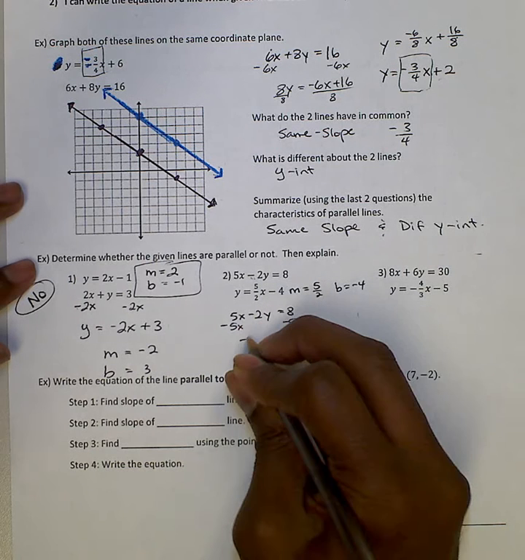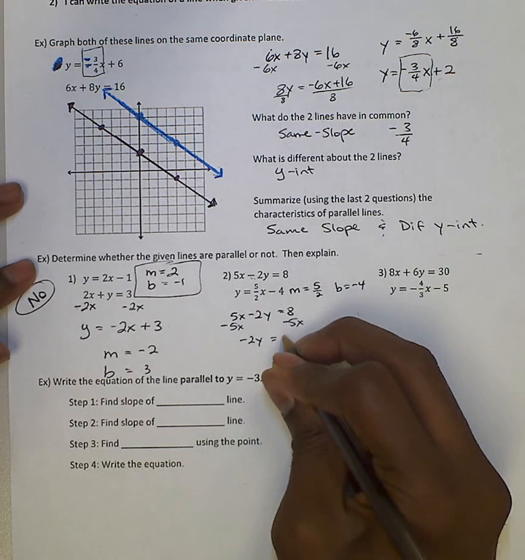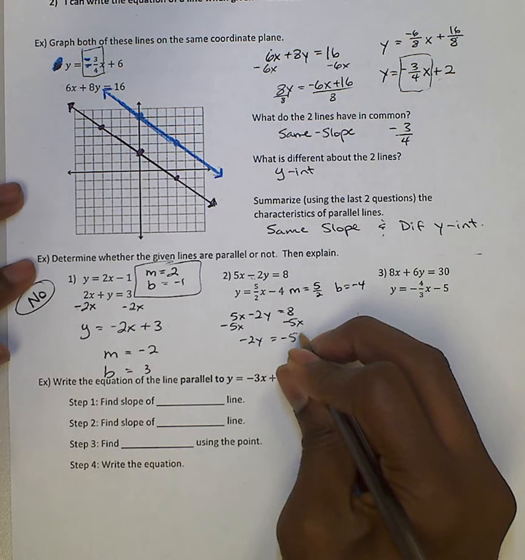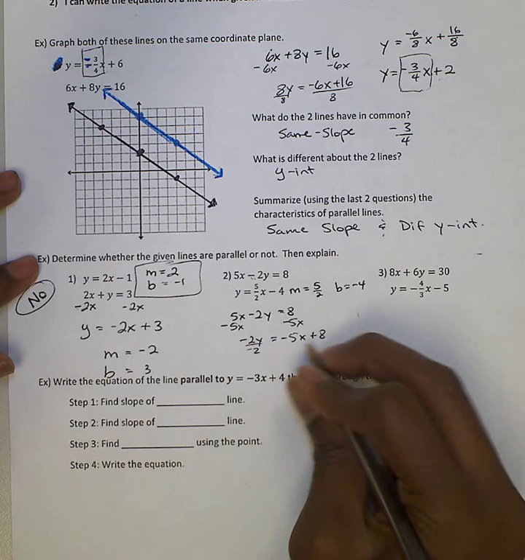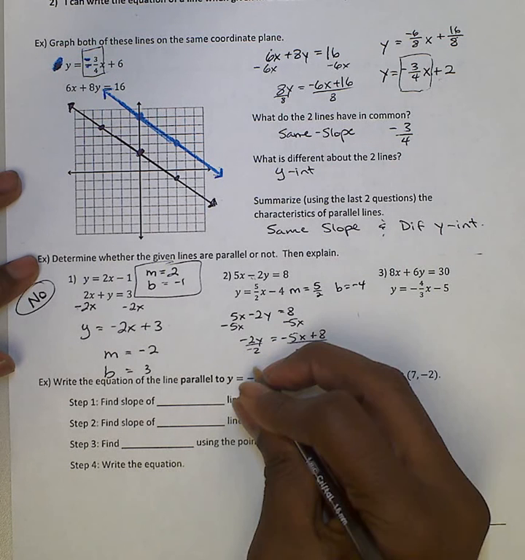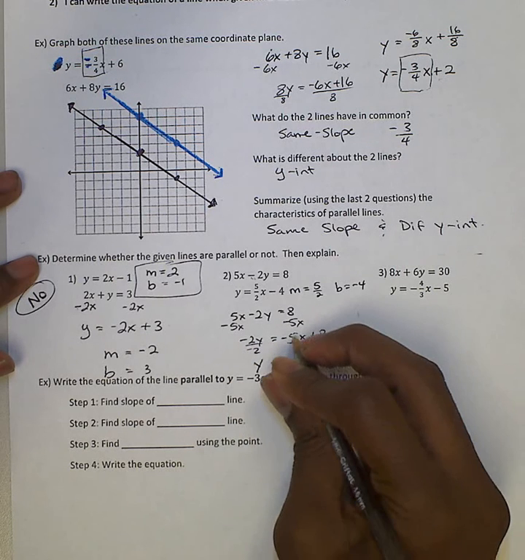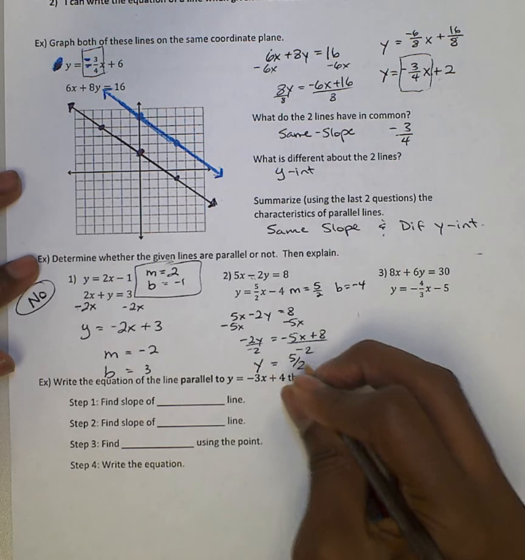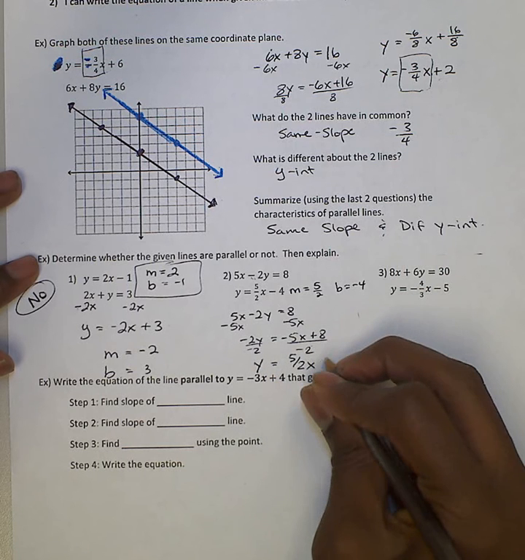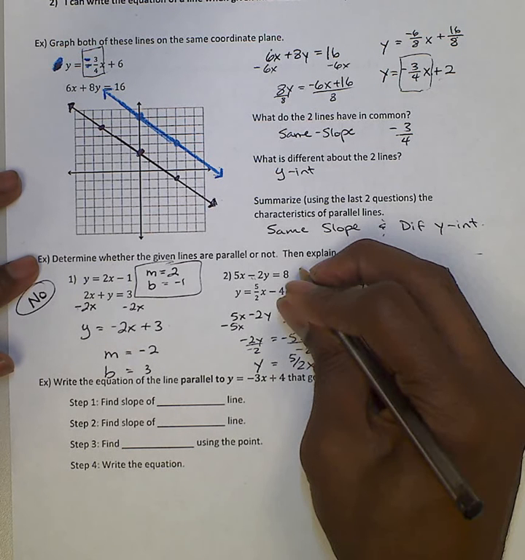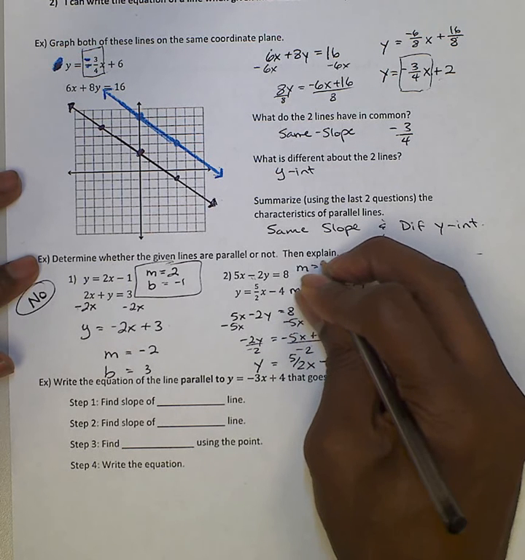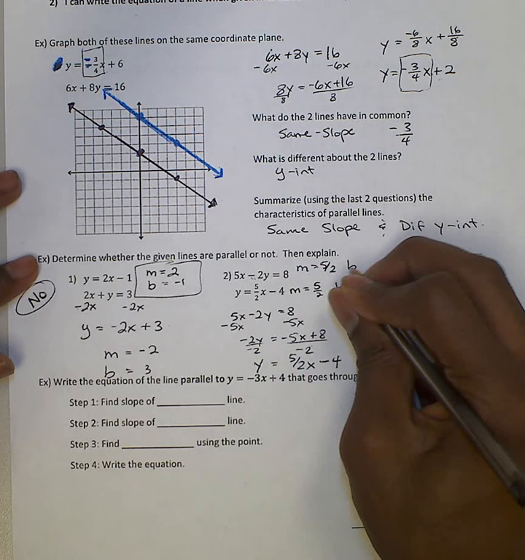Subtract 5x from both sides. Negative 5x plus 8, and then divide by negative 2. And once we do that, we'll get y equals negative divided by negative becomes positive 5/2 x. Positive divided by negative is negative. So we find out that our slope is 5/2, and our y-intercept is negative 4.